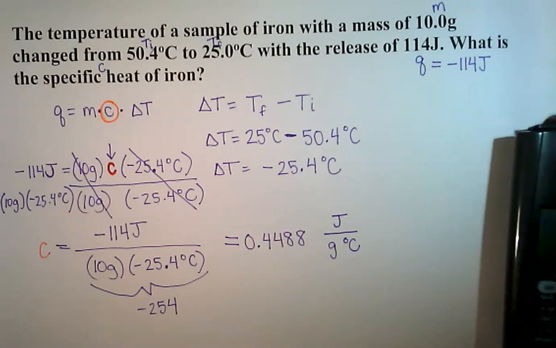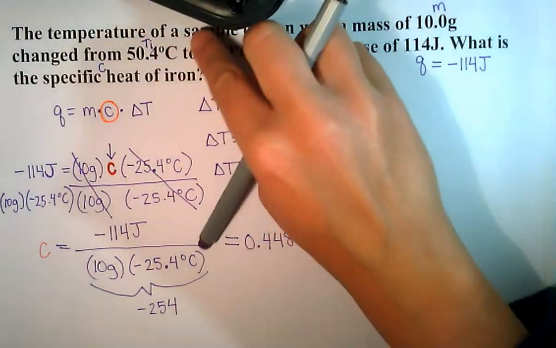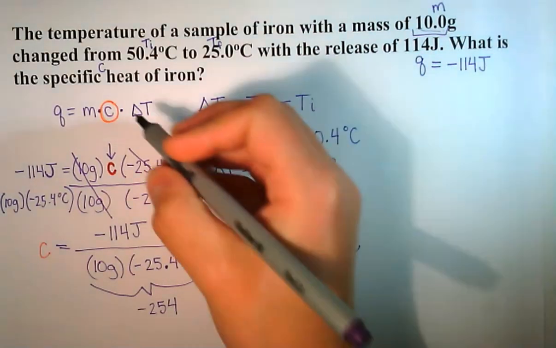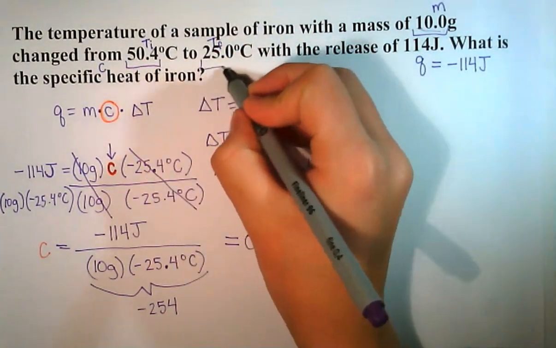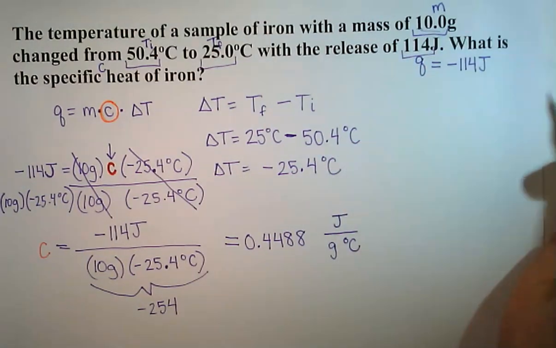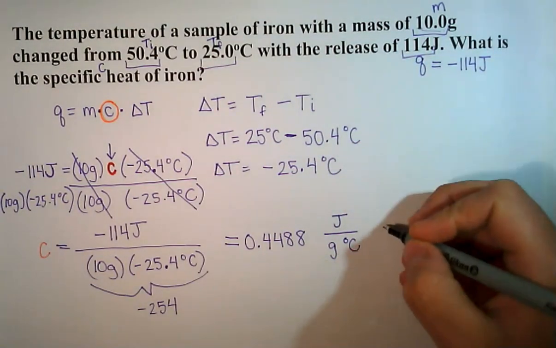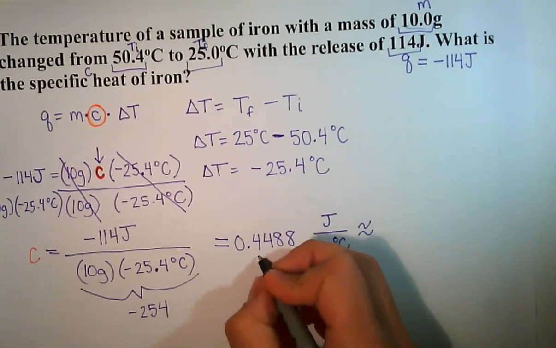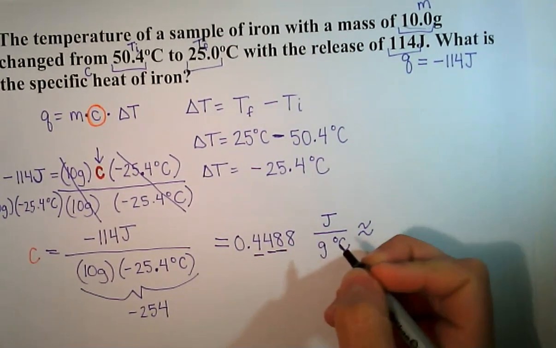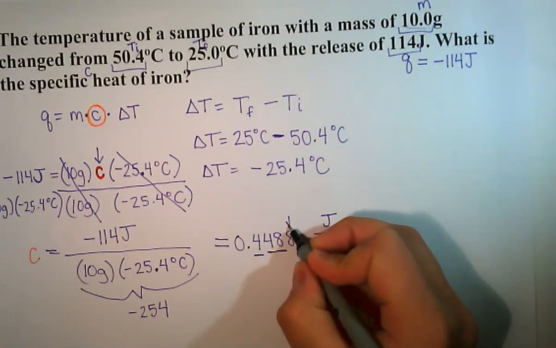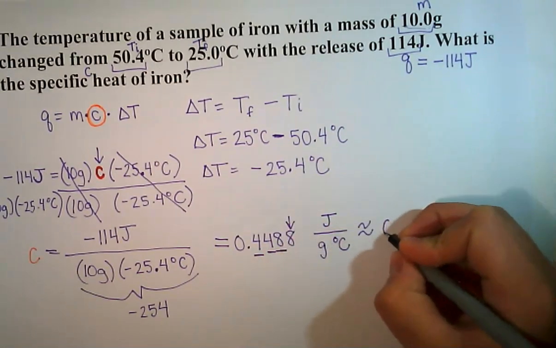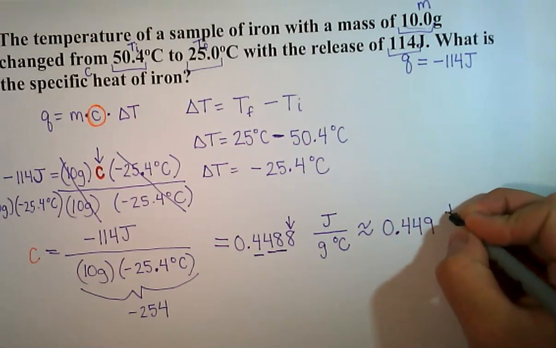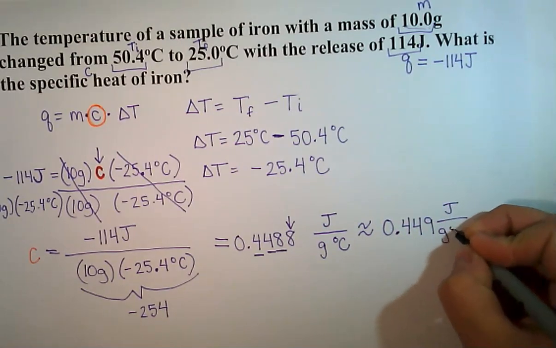It gives me some more decimal places as well, but if I look back up at my problem, I have 3 significant figures, then 3 significant figures, 3 significant figures, and 3 significant figures. So my answer should be rounded to 3 significant figures. So I'm going to put approximately, keep that 1, 2, 3, and then this 8 is going to cause my 8 to round up to a 9. So my final answer is 0.449 joules per gram degrees Celsius.